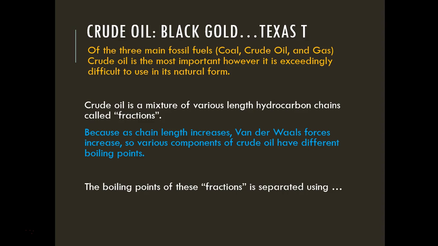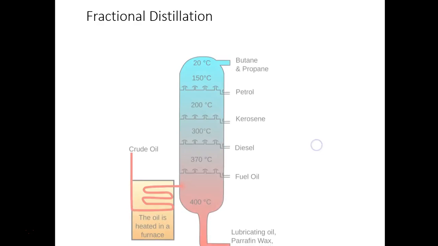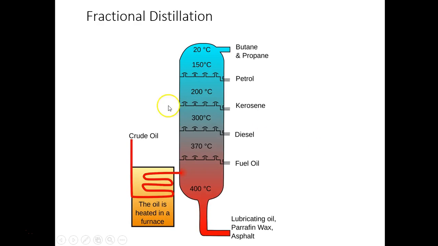And the boiling points of these fractions can be used to separate them using distillation. Remember, we use distillation to separate mixtures of liquids based on their varying boiling points. So to do this, we use what's known as fractional distillation. And this is what's called a fractionating column. Now in this device, crude oil is input into the column after being heated. So we see that the boiling points of these substances decrease as we go up.